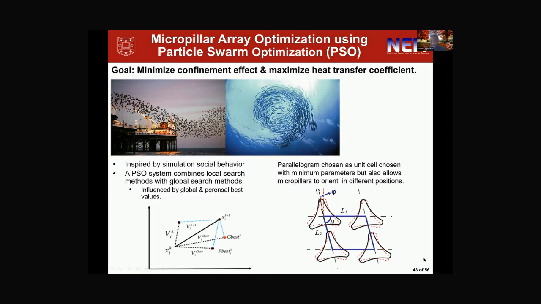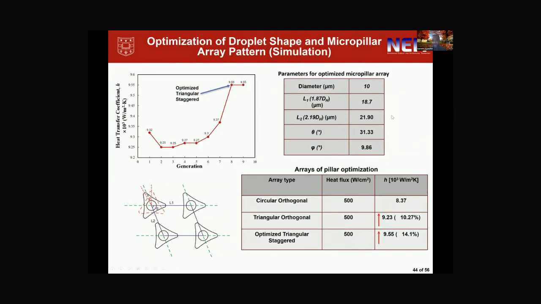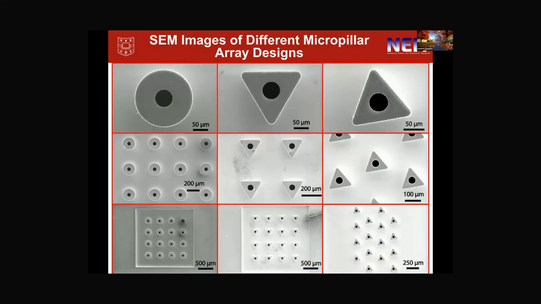And so here we have L1, L2, which are the different pitches, and phi is the orientation of the micropillar structures with respect to the z-axis. We performed these array optimization studies, and we got some optimal parameters. And we see that with a staggered optimized triangular micropillar structure, we get about a 14% enhancement in this optimized array. And this is preliminary work.